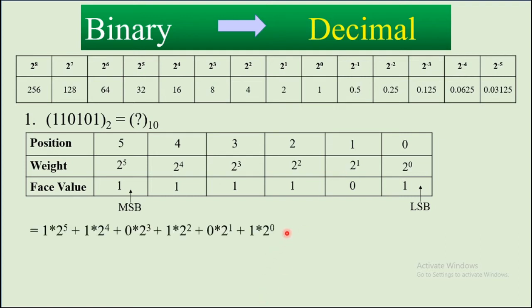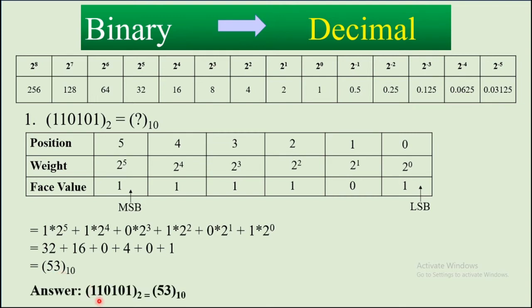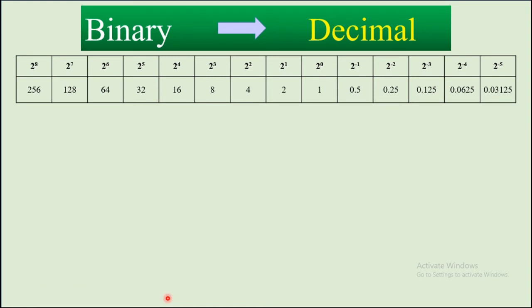So here is the calculation, and after adding all this, whatever we get is the equivalent decimal number. So for the given binary number, this is the equivalent decimal number. Now we will see one more example for binary to decimal for a decimal point number.